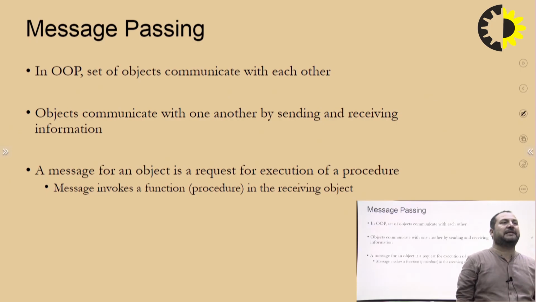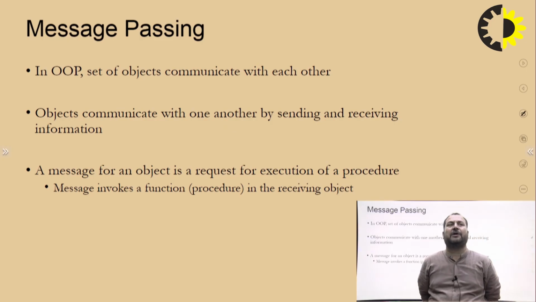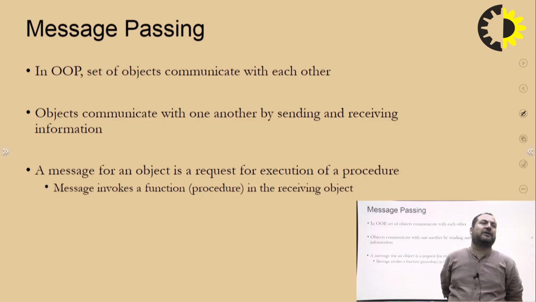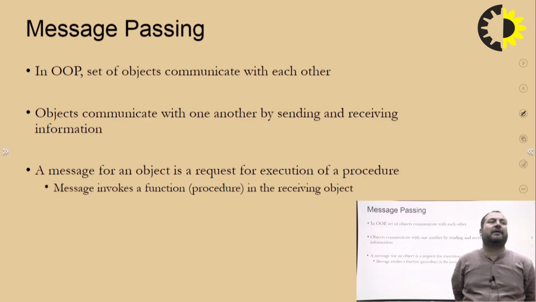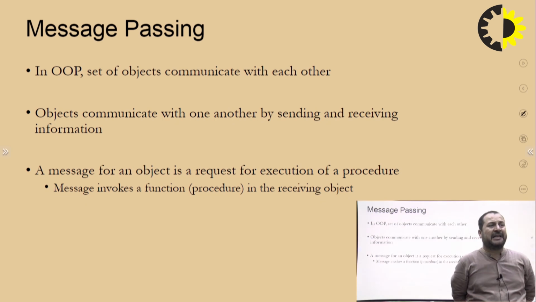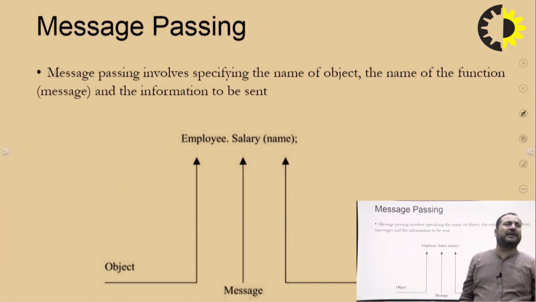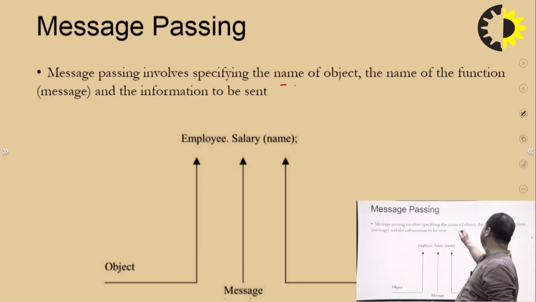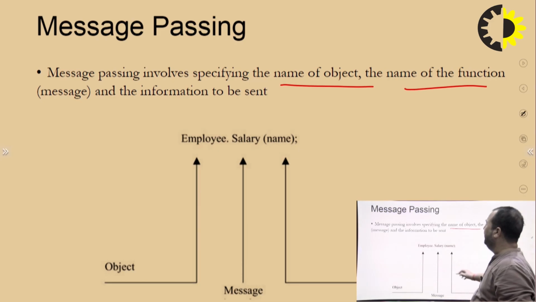Message passing. How could messages be passed? Message passing could be done using functions. In OOP, a set of objects communicate with each other by sending and receiving information. A message for an object is a request for execution of a procedure. A message invokes a function, a procedure, in the receiving object. Message passing involves specifying the name of the object, the name of the function, the message, and the information to be sent.